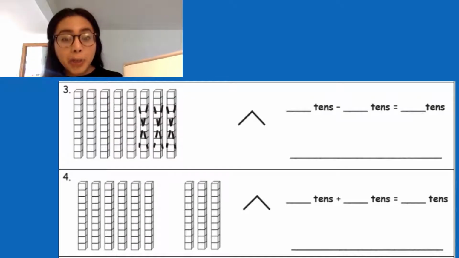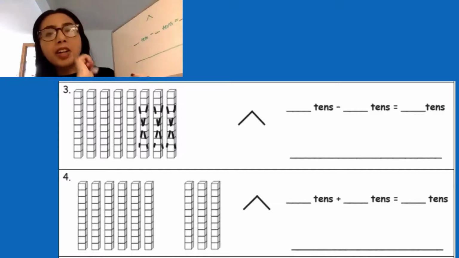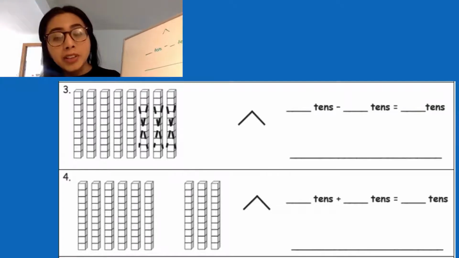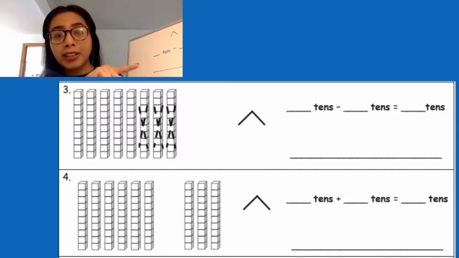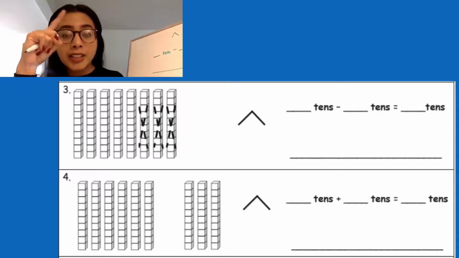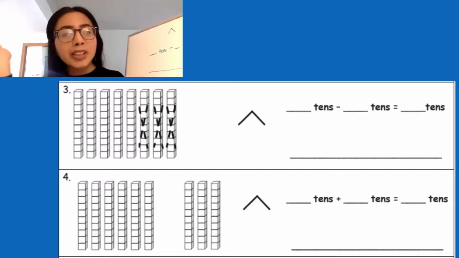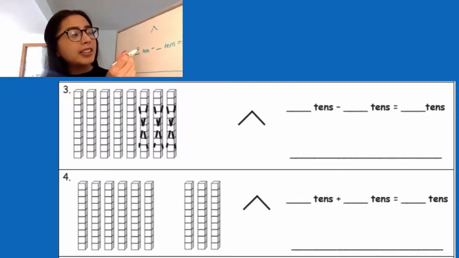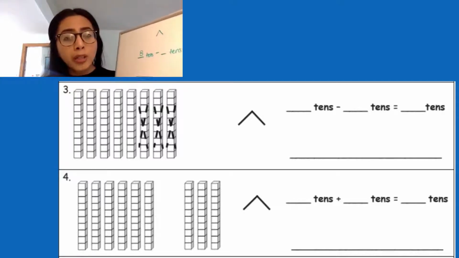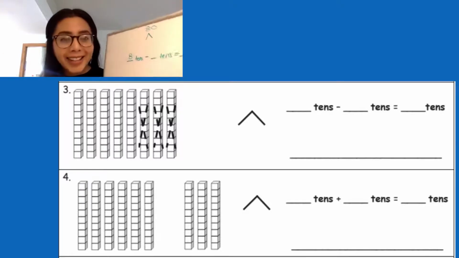Let's do number 3. I see that there are some 10 sticks that are crossed out. So we first have to figure out how many we started with, because some 10 sticks are crossed out. So let's look. We're going to count all the 10 sticks. 1 ten, 2 tens, 3 tens, 4 tens, 5 tens, 6 tens, 7 tens, 8 tens. So it looks like we started with 8 tens. So that's the total that we had first.